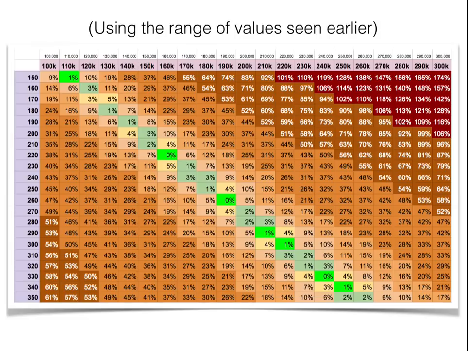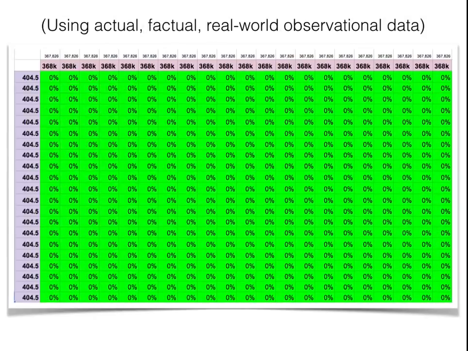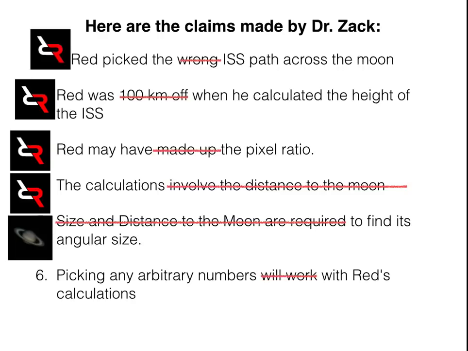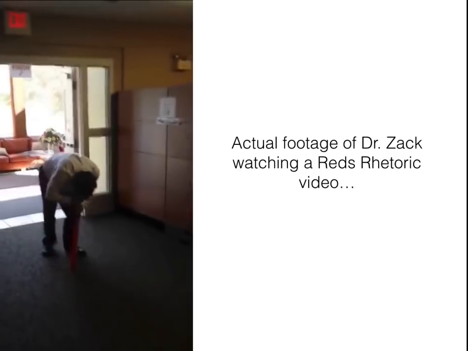So plugging these values in, and again, this was what the other spreadsheet looked like when we had a range of values, but if we plug in the real-world data, we get a pretty good result: 0% error. So again, I'm going to have to give this point to Red. Picking any arbitrary numbers will not work with these calculations. So that's it. 6 up, 6 down.